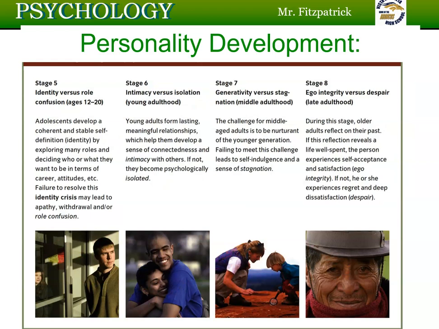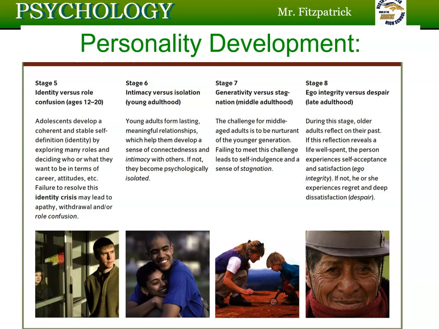In the adolescent years, they develop a stable self-definition of who they are, their identity, and they explore roles, deciding who or what they want to be in terms of their career, their attitudes, and so forth. So this can resolve their identity crisis, or it could lead to apathy, withdrawal, or role confusion.